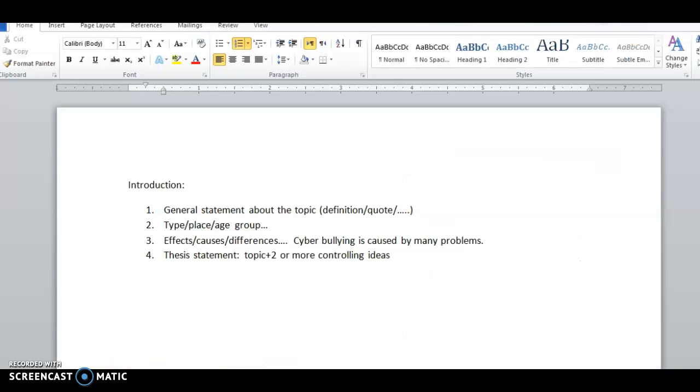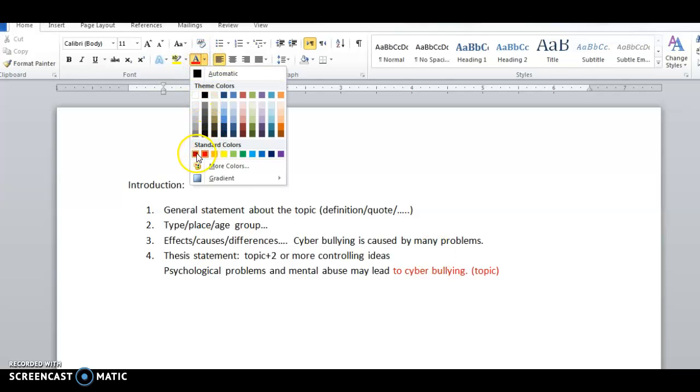Let's go back to my example. Cyberbullying is caused by many problems. This is incomplete. I can continue my thesis statement: psychological problems and mental abuse may lead to cyberbullying. Okay, so here we go. This is my thesis statement. I switched it. I can put the topic at the end. So here's the topic, it's cyberbullying. I can put the topic at the beginning, and say cyberbullying is caused by psychological problems and mental abuse.